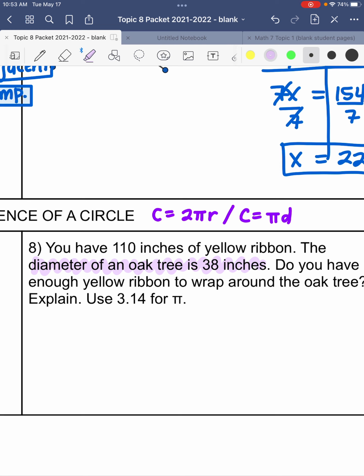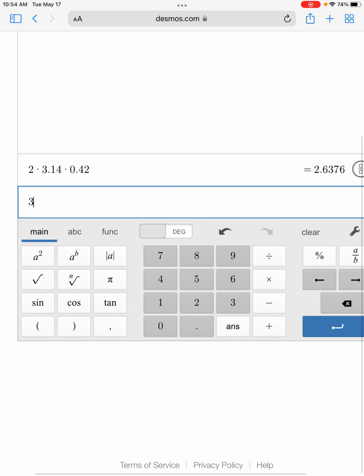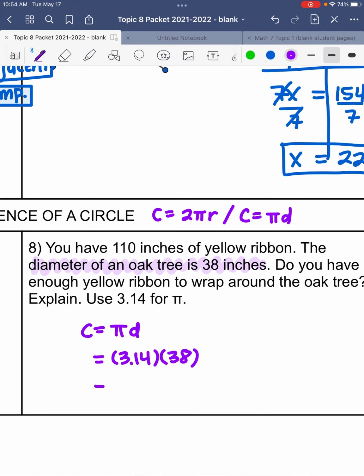Okay, so because we were given the diameter, I'm actually going to use this formula this time to find the circumference. So c is pi times the diameter. You could find out what the radius is, but you don't have to here. So we know 3.14 times 38 will give us the circumference. So I'm just going to go put that into my calculator. So we have 3.14 times 38, and I get 119.32. So 119.32 inches is our circumference.